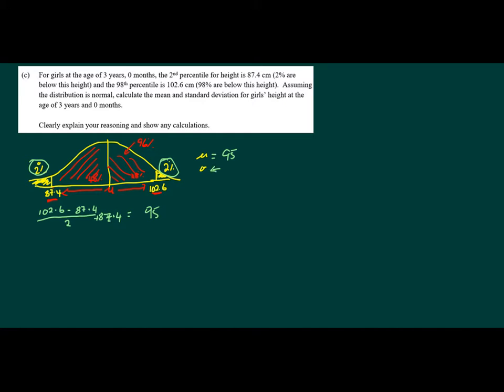Now I've got to work out the standard deviation, and this is where the Z formula comes into play: Z equals X minus the mean, over the standard deviation. We know what X is. X can either be the 102.6 or the 87.4. We know what the mean is, that's 95. We can find Z by normalizing the normal distribution curve.